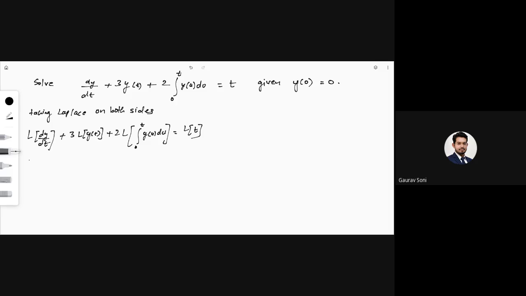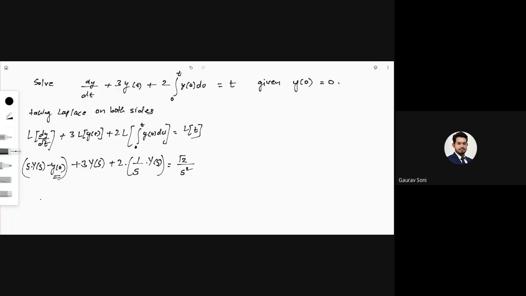Now Laplace of dy by dt is s into capital Y of s minus y of 0, plus 3 times capital Y of s plus 2 times Laplace of integration, with the formula 1 upon s into Laplace of y, which is capital Y of s. Laplace of t is gamma of 2 upon s raised to 2. Y of 0 is 0, so this term will vanish.